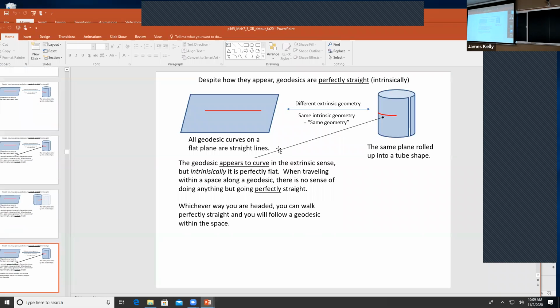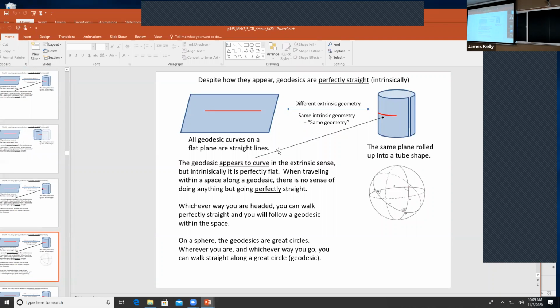Okay, so we were talking about going along in straight lines, and I was going to try to convince you the same thing for a sphere.